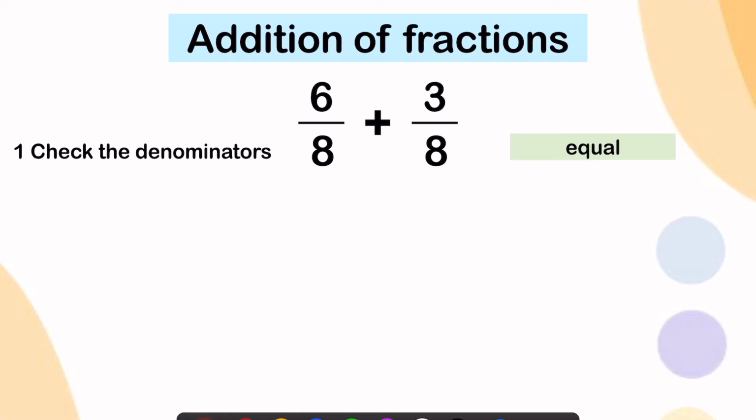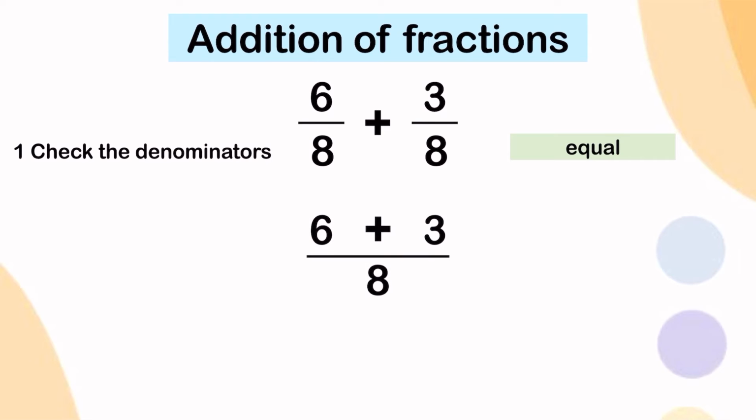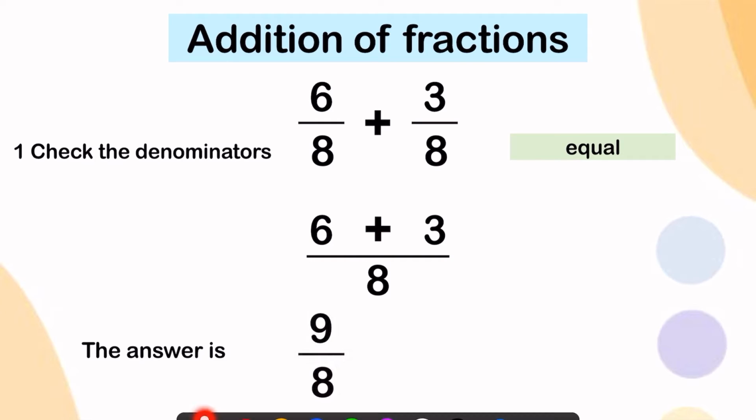When the denominators are equal, if they have the same denominator, you just keep the denominator for your answer. You don't need to change them. And then you add the numerators together. Now, can you tell me, how much is 6 plus 3? So the answer is 9 over 8. Can you see? You keep the denominator for your answer and add the numerators together, so you can find the answer.